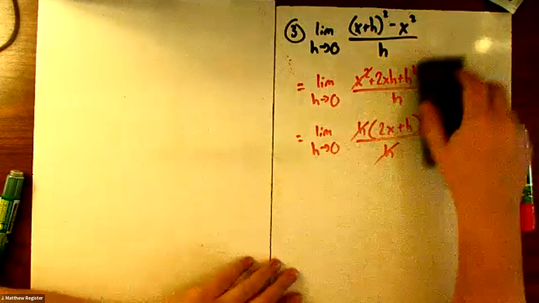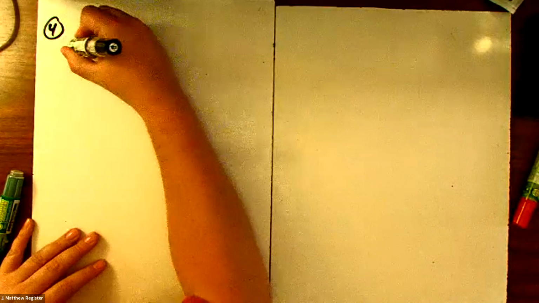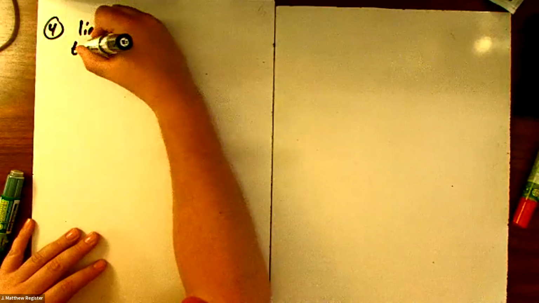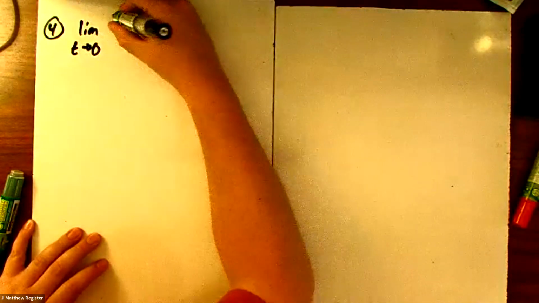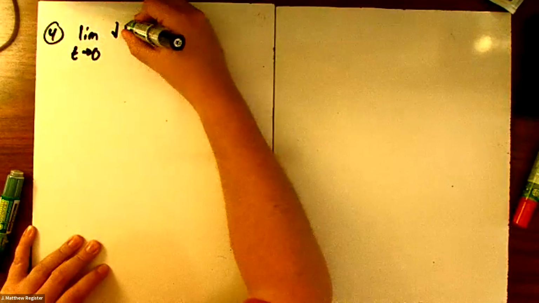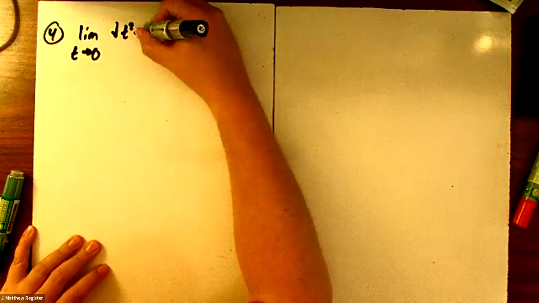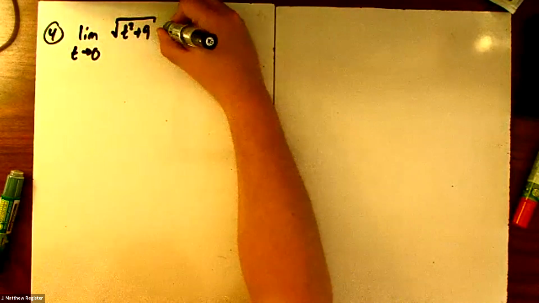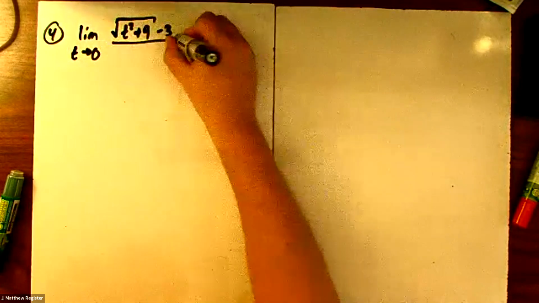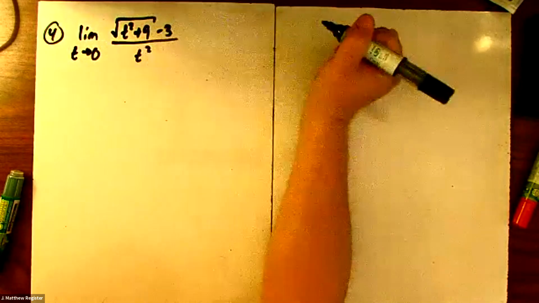Let's try number 4. Number 4 looks interesting. So 4 is the limit as t goes to 0 of the square root of t squared plus 9 minus 3 over t squared.